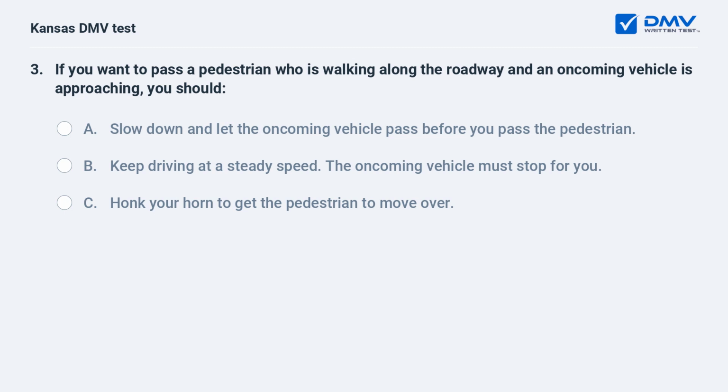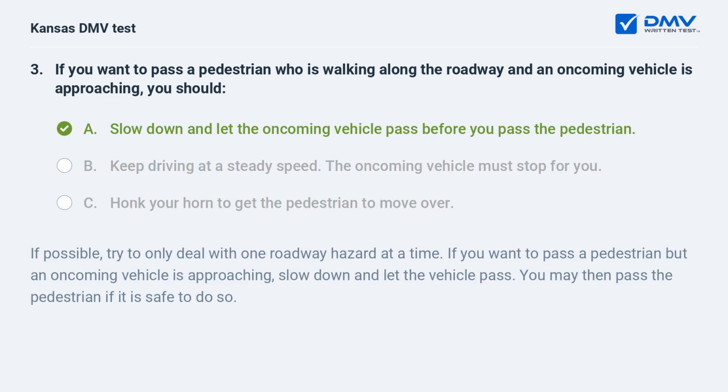If you want to pass a pedestrian who is walking along the roadway and an oncoming vehicle is approaching, you should: A. Slow down and let the oncoming vehicle pass before you pass the pedestrian. B. Keep driving at a steady speed. The oncoming vehicle must stop for you. C. Honk your horn to get the pedestrian to move over. A. Slow down and let the oncoming vehicle pass before you pass the pedestrian. If possible, try to only deal with one roadway hazard at a time. If you want to pass a pedestrian but an oncoming vehicle is approaching, slow down and let the vehicle pass. You may then pass the pedestrian if it is safe to do so.